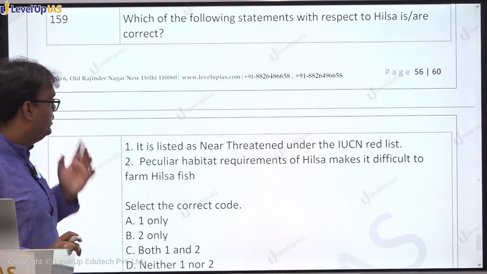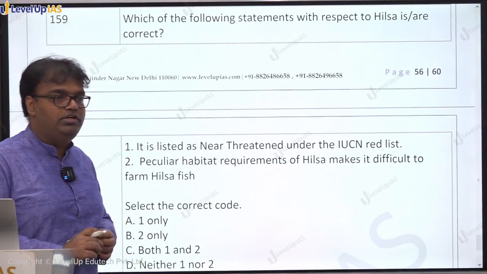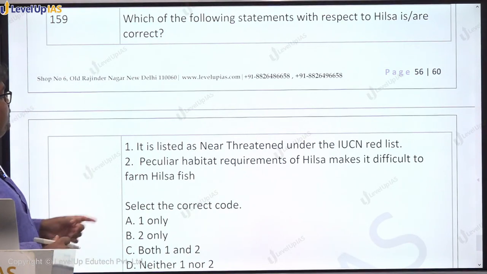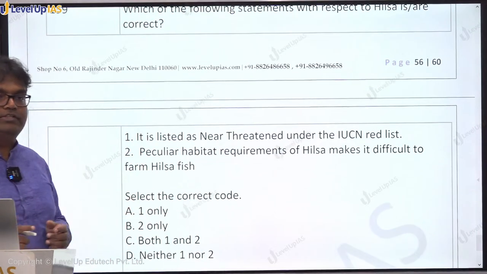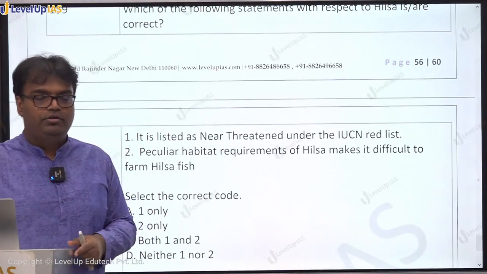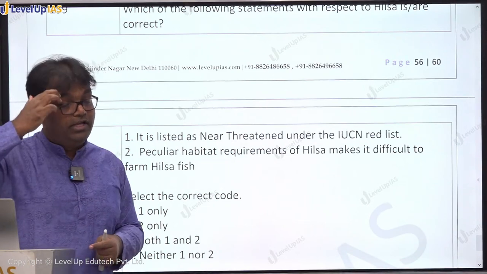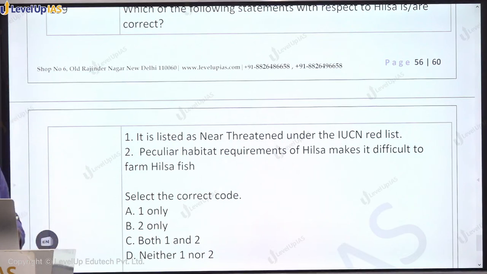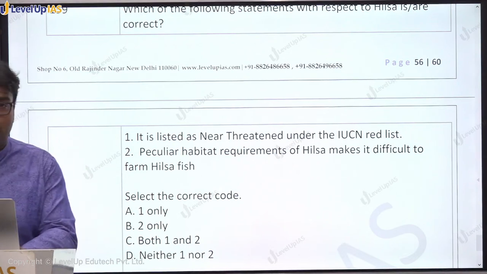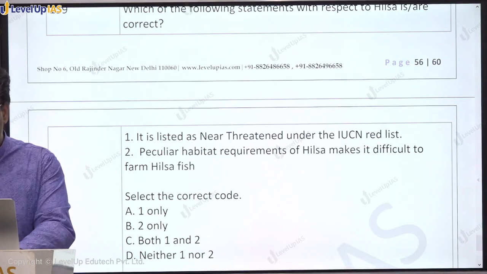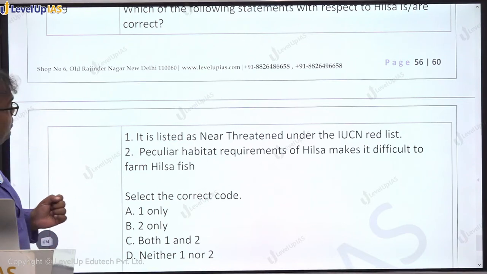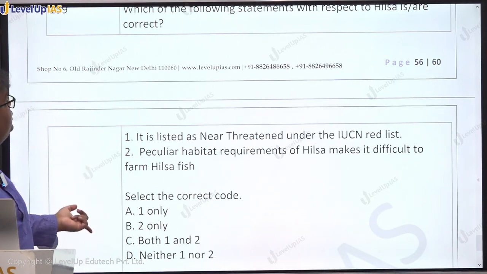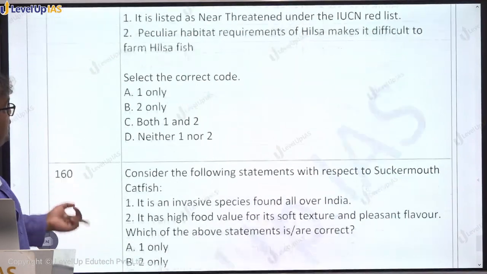159, Hilsa. It is listed as near threatened in the IUCN red list. No, it is least concern. Peculiar habitat requirement of Hilsa makes it difficult to farm Hilsa fish. Yes, it lives in ocean, but for breeding it comes in fresh water, and this kind of habitat requirement makes it difficult to breed, and thus we are not able to farm it. So though we have deficiency of Hilsa, its demand is high, supply is low, but still the problem. So B is correct, 1 is incorrect, B is correct, 2 is the answer. 159, B is the answer.